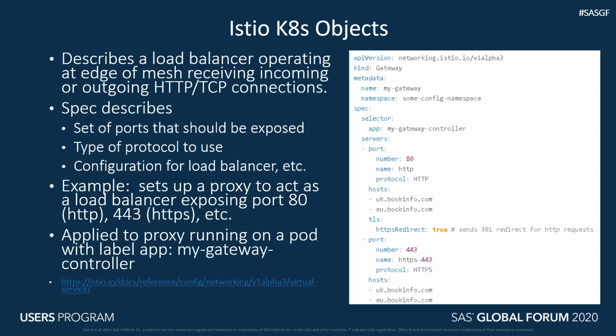So think of this as just yet another kind of object that Kubernetes understands when you're running Istio. The spec itself describes a set of ports that should be exposed, the type of protocol to use, configuration for the load balancer, etc. and sets up a proxy load balancer exposing port 80 for HTTP traffic and 443 for HTTPS, and so on. It can be applied to the proxy running on a pod with a label such as app: my-gateway-controller. You see the selector there.